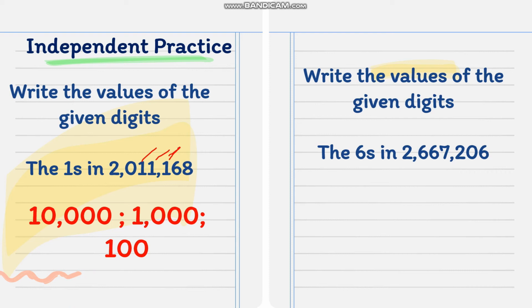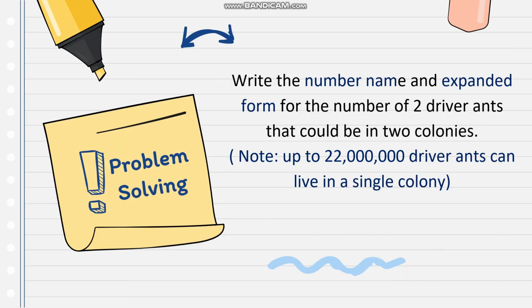Next, the value of 6. So we have 3 sixes here. The value of the first 6 is 600,000 because it is in the 100,000s place. The value of the second 6 is 60,000 because it is in the 10,000s place. So 6 multiplied by 10,000 is 60,000. And the last 6 is 6 because it is 6 multiplied by 1, in the ones place. That's why the answers are 600,000, 60,000, and 6.